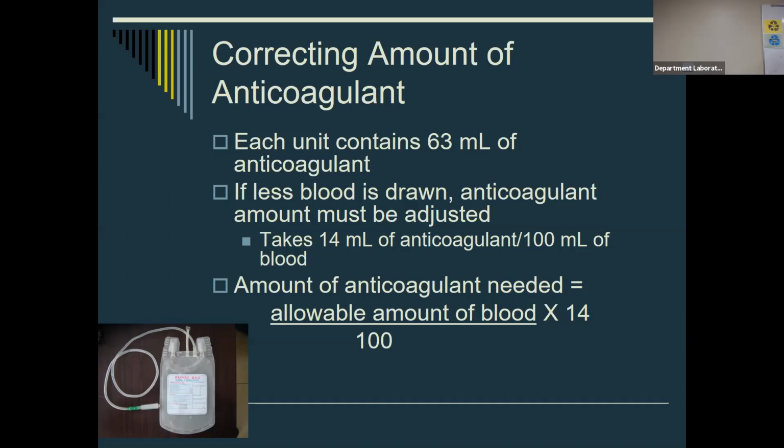So if you take off a lower amount of blood, you have to adjust the amount of anticoagulant in this bag, okay? So how do we know how much anticoagulant needs to be adjusted? If less blood is drawn, it takes 14 mils of anticoagulant per 100 mils of blood, all right? So you take the allowable amount of blood, in our previous example 368 mils, divided by 100 times 14, because you have 14 mils of anticoagulant per 100 mils of blood in that unit, okay?